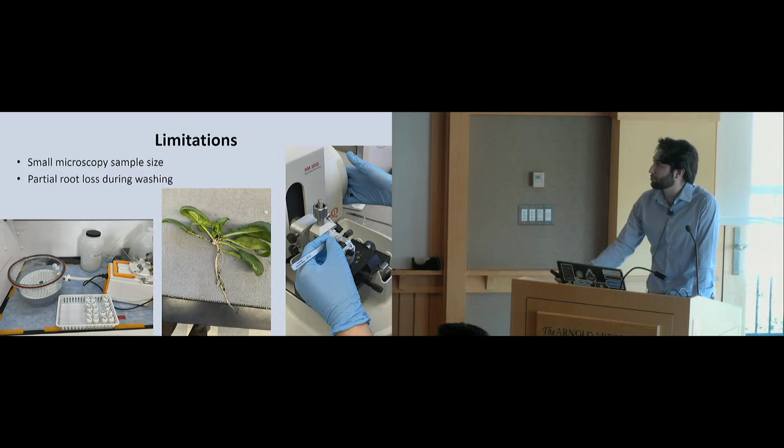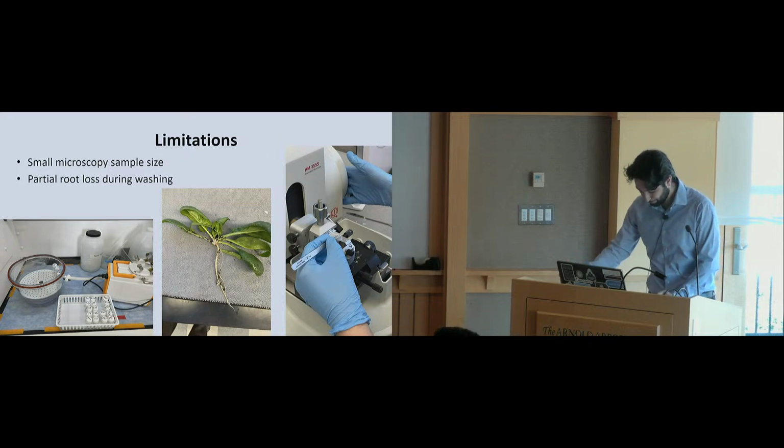Then we also have some partial root loss during washing, which is inevitable. Here, this is a root that's been washed 3 times already, and there's still soil sticking to it. Those of you who do that kind of work will know it just never goes away. And that, of course, causes some breakage of some fine roots, which is why we have as many replicates as we can of that, because it kind of starts to balance out.